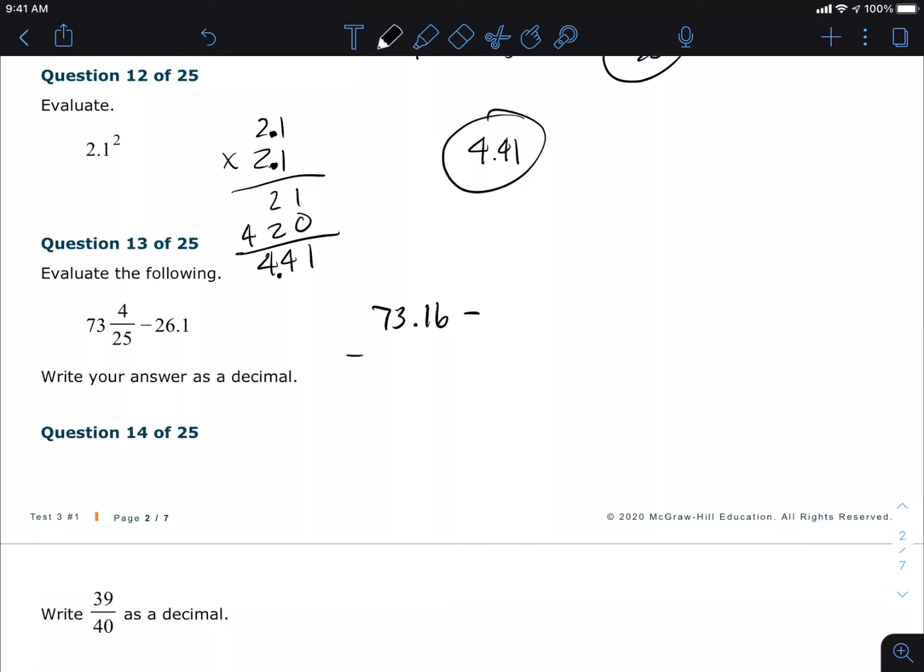And then, I should do it this way, 26.1. This is a 0, so that will be a 6. There's a 0. I need to borrow. That will be a 7, and that will be a 4. So my answer should be 47.06. Are we okay with that?